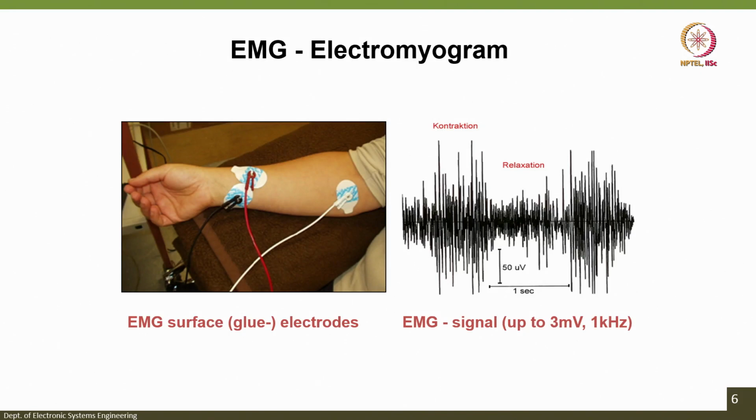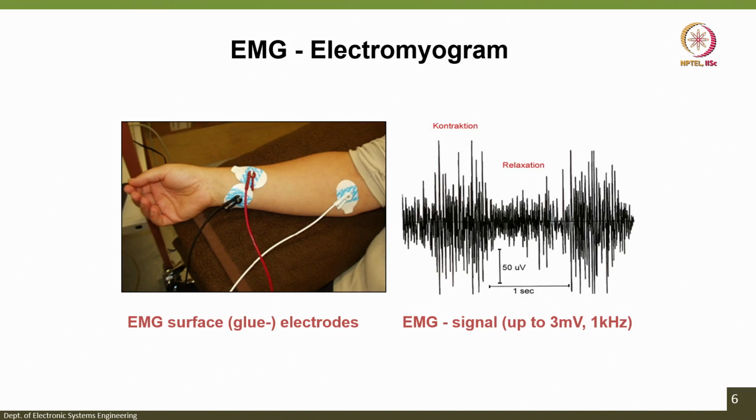Now, let us not spend too much time on ECG because our interest is in EEG, but let us touch upon a term called electromyogram. Electromyogram, as you can see from the image, is a technique to acquire the signals from the muscles. It is used heavily for prosthetics.